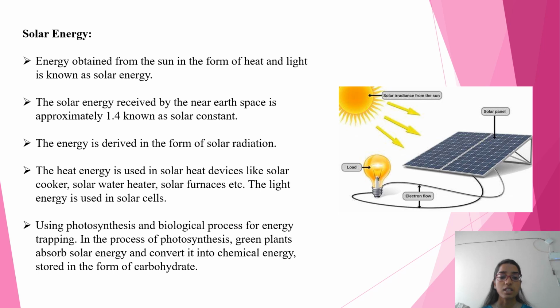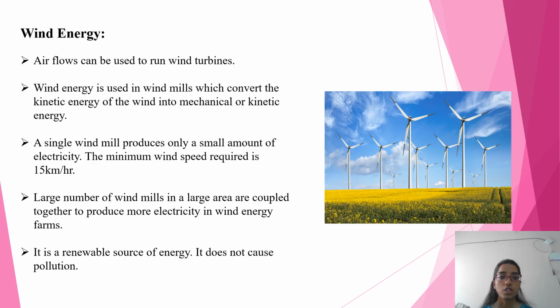Using photosynthesis and biological process for energy trapping. In the process of photosynthesis, green plants absorb solar energy and convert it into chemical energy stored in the form of carbohydrate. Wind energy. Air flows can be used to run wind turbines.